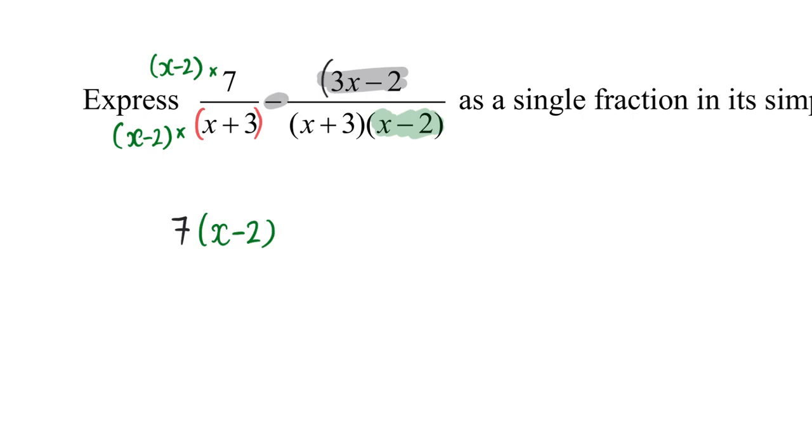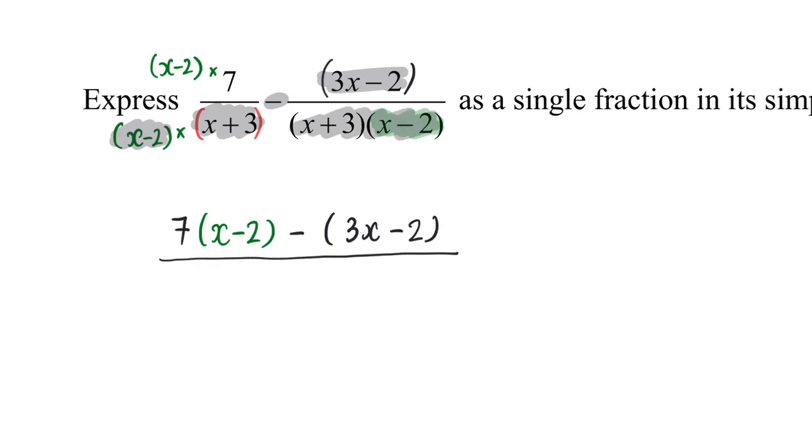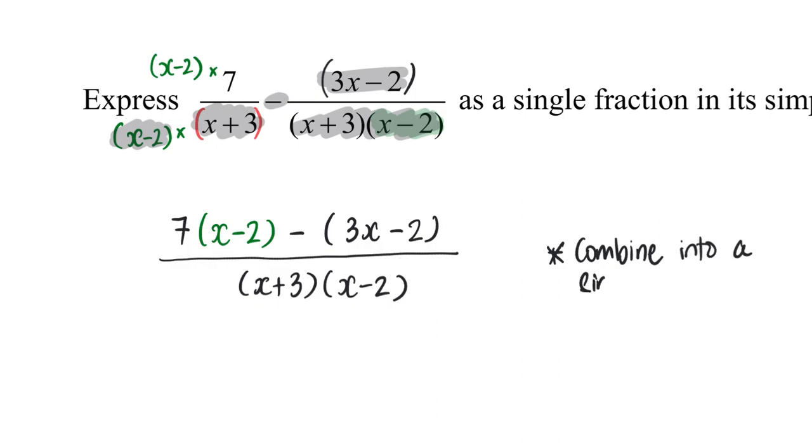Do take note, every time we combine into a single fraction, we do have to put a bracket. That helps a lot. And the common denominator now would be x plus 3 times x minus 2. Because that is common between the two, I'm going to just write it down here. Okay, so I have successfully combined into a single fraction.